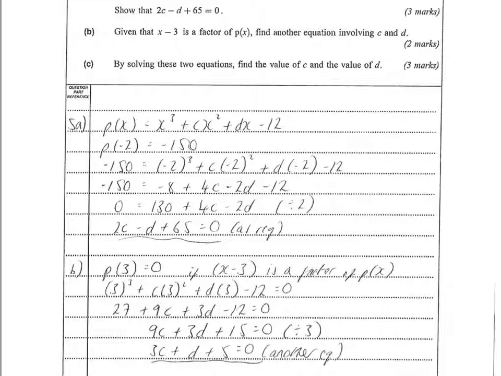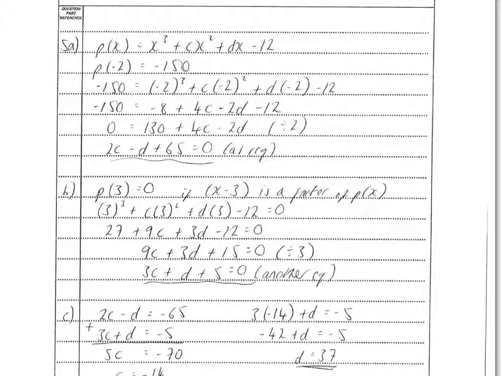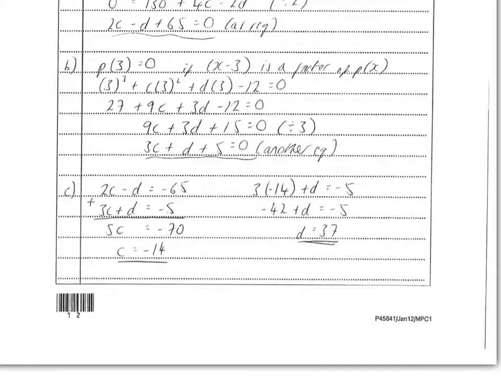Part B is very similar. You're going to this time be told that there's a factor, x minus 3. So we know if we put 3 into it, it should equal 0. So again, demonstrate putting 3 into the p of x equation, and we know the answer equals 0, which results in a similar type of equation. In the final part, to work out the value of c and d, the two equations you've obtained from part A and part B are solved simultaneously. You might want to check these numbers actually work.